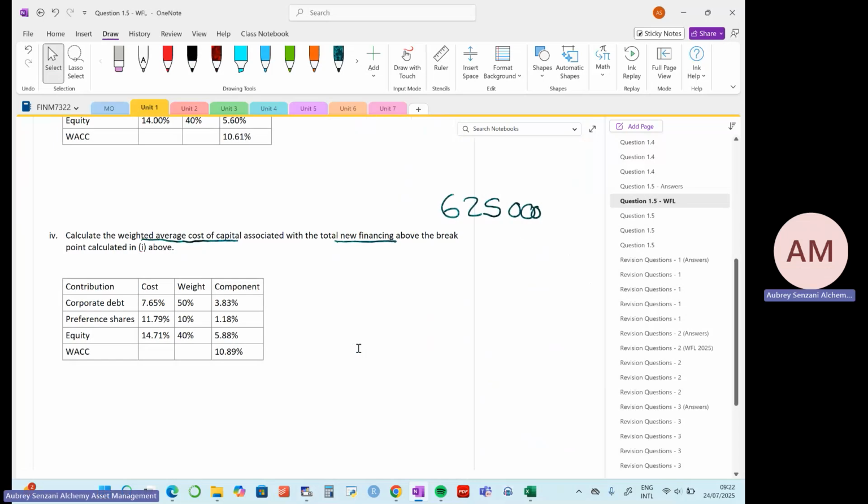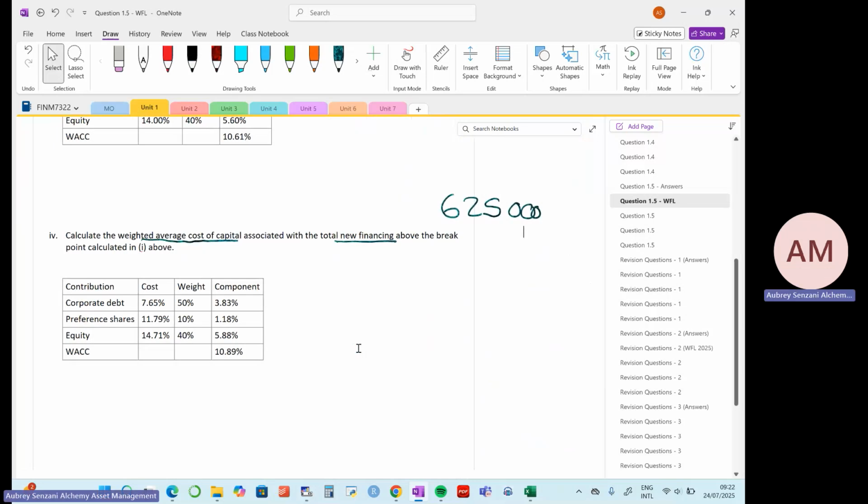Yes, a higher price than our original cost, because it puts the business under more pressure. Whatever investment opportunities we get, we need them to be even higher than before. Before we said we just need to make sure that we are beating 10.61, and then we know we are increasing shareholder wealth. Now we need to be beating 10.89.